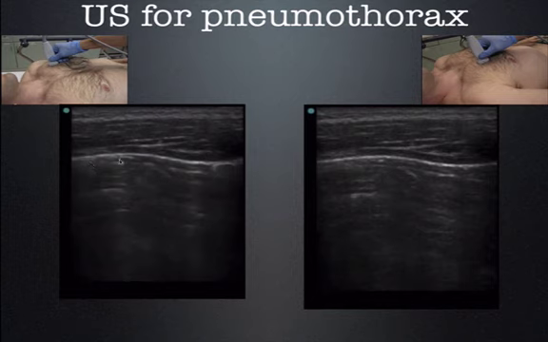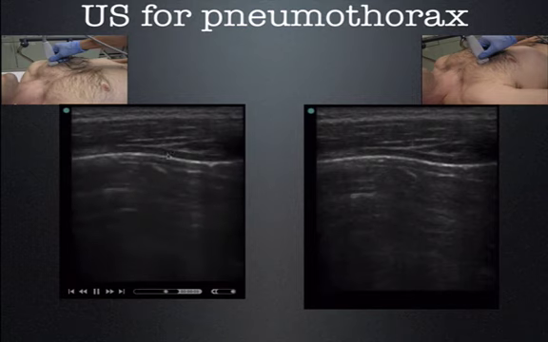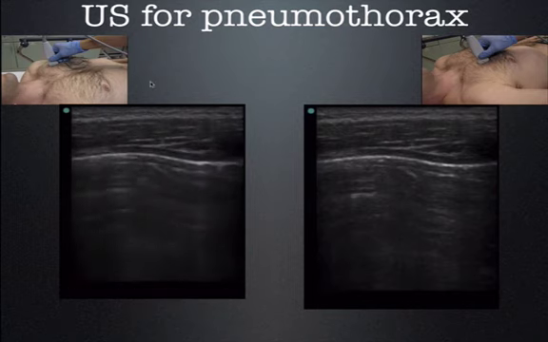So what you'll see is a rib. This is the intercostal muscle. And this is the interface between the visceral and parietal pleura. As the patient breathes, the visceral and parietal pleura slide past one another. If you see this shimmering, or what they call ants marching in a line here, then you know this patient does not have a pneumothorax at that position. If you're worried about a tension pneumothorax, obviously they don't have a tension pneumothorax.